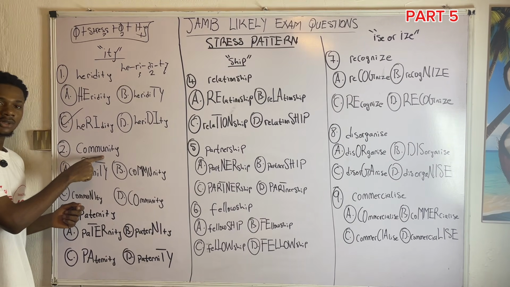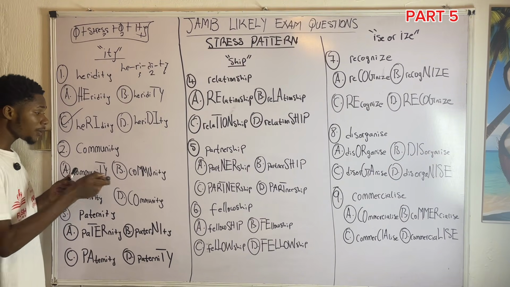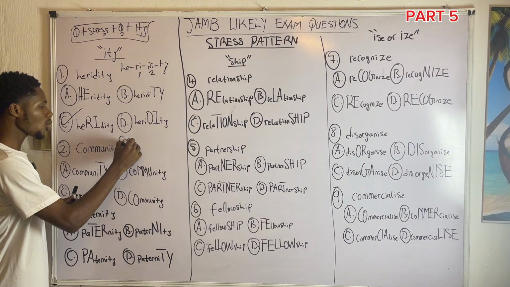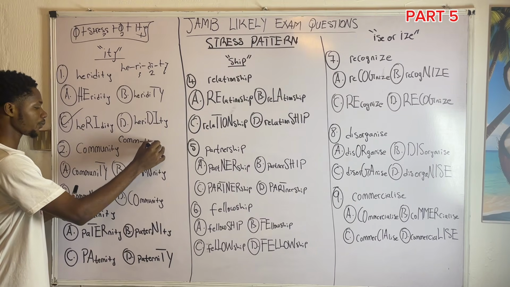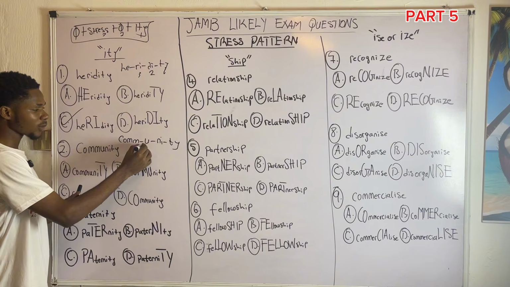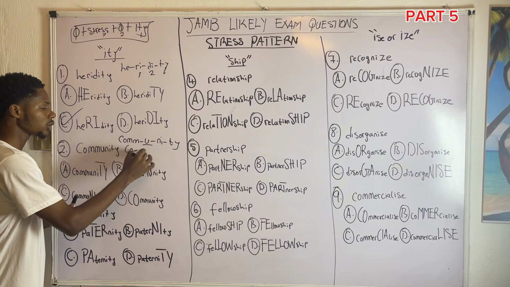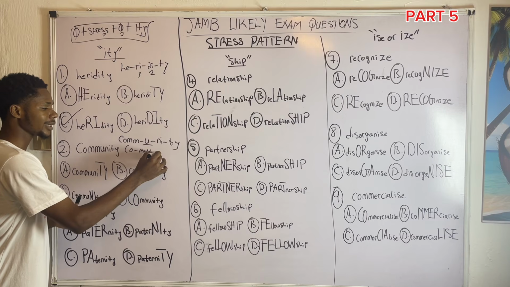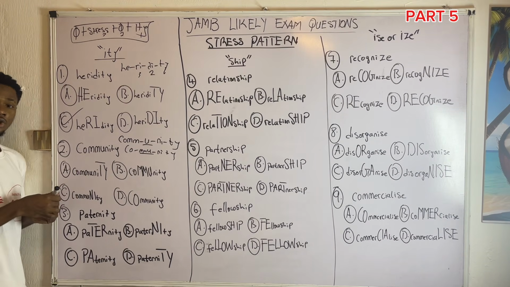Now, some persons might stress it as COM, MU, and then NI, and then TY. If you notice, MU will be the third syllable. While some persons will stress it as COMMU, and then NI, and then TY. MMU becomes the third syllable, still stressed.